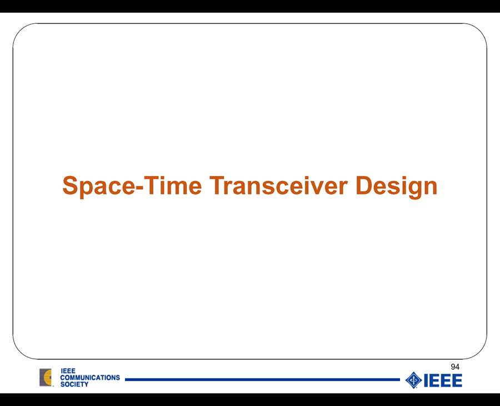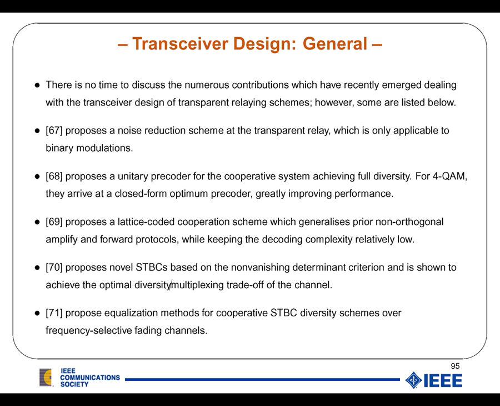Let's move on now to the space-time transceiver design for the transparent architecture. A few contributions have emerged recently, which I will not be dealing with. For instance, 67 deals with a noise reduction scheme at a transparent relay. 68 proposes a unitary precoder. 69 uses lattice-coded cooperative schemes over non-orthogonal amplify-and-forward protocols.